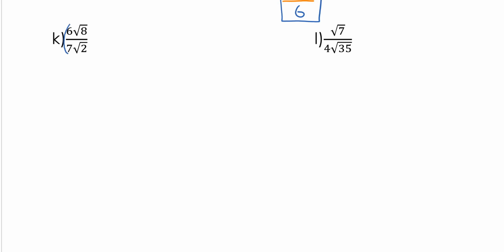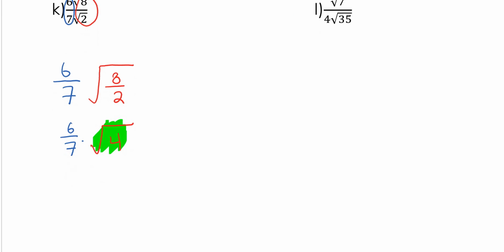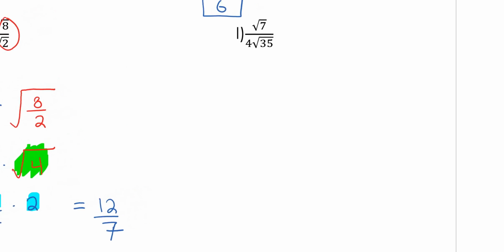For letter K, I have 6 over 7, so let's go ahead and write that down as a fraction. And then I have root 8 over root 2, so that's the same thing as root of 8 divided by 2. 8 divided by 2 is 4. And root 4, we've seen this a few times already. So 6 over 7 times, well, root 4 is going to be 2. And then if I multiply the 6 and the 2 together, I get 12. So my final answer is 12 over 7. All right, so that was a little bit easier than the two previous ones.